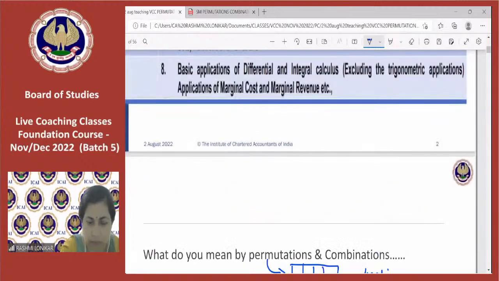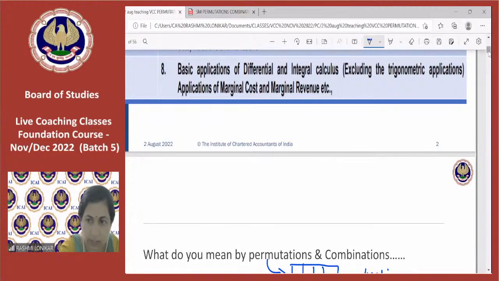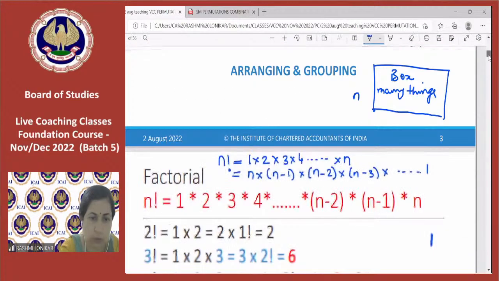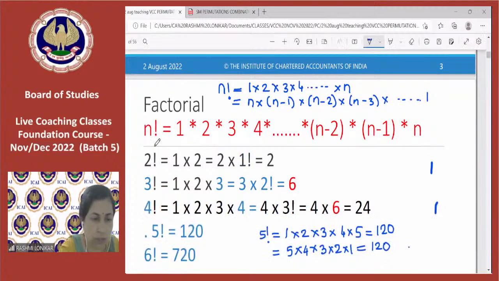So we said that permutation is the manner in which you are arranging the things that are there in your group. Now, we talked about factorial. So, what is n factorial? N factorial is 1 into 2 into 3 into 4.